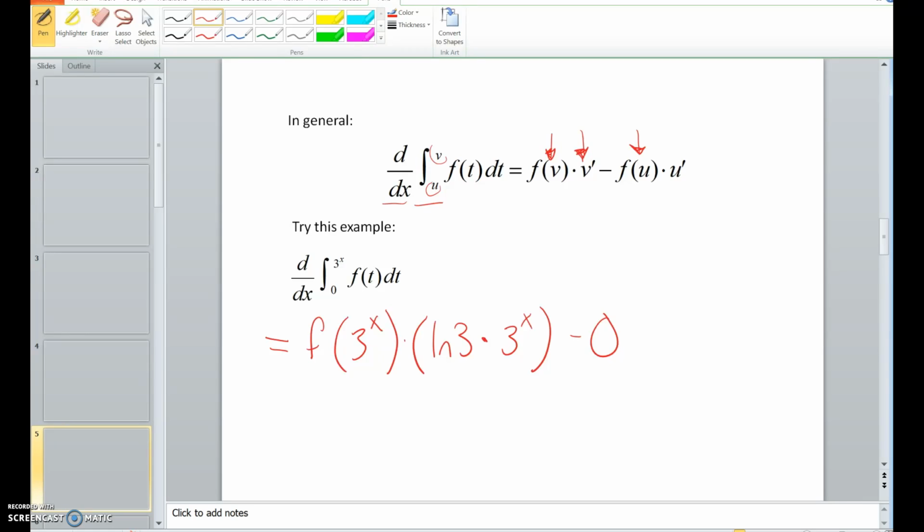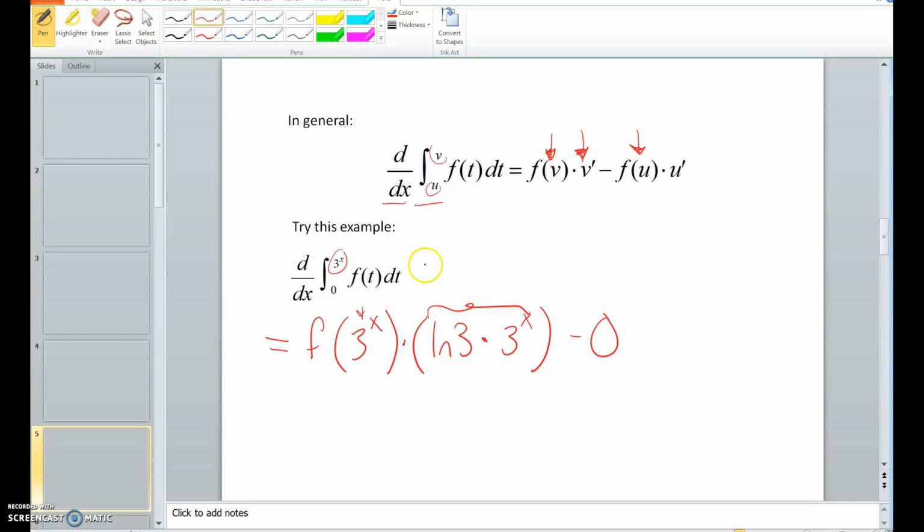Okay, so here's the answer. I just plugged in the upper bound for t, so you get little f of 3 to the x, and then you multiply by the derivative of the inside function. The derivative of an exponential is the natural log of the base times the original function, so this is the derivative of 3 to the x. Notice that when we plug in 0 for the lower bound, it's just going to disappear.